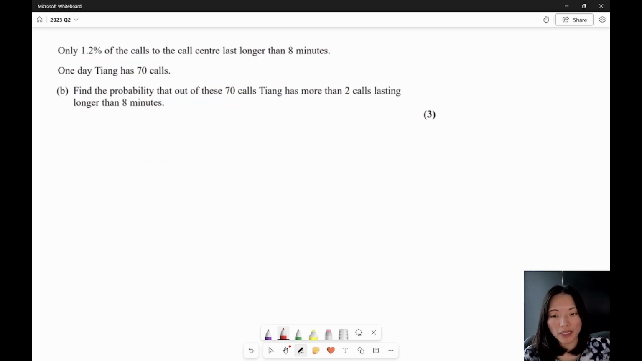Now, let's take a look at part B. Part B actually doesn't require any information from part A. It tells us only 1.2% of the call center calls last longer than 8 minutes. One day, Tiang has 70 calls.